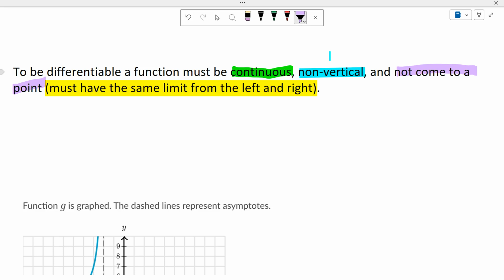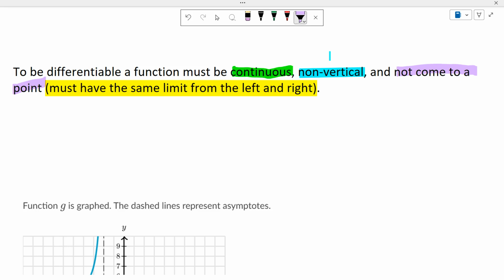To be a differentiable function, to have a derivative at a point, derivative and differentiable mean the same thing. Okay? To be differentiable means to have a derivative. It has to be continuous. It cannot be a vertical line because vertical lines do not have derivatives. And it cannot come to a point because when it comes to a point, it has a different derivative from the left and the right. Okay? So that is very important.